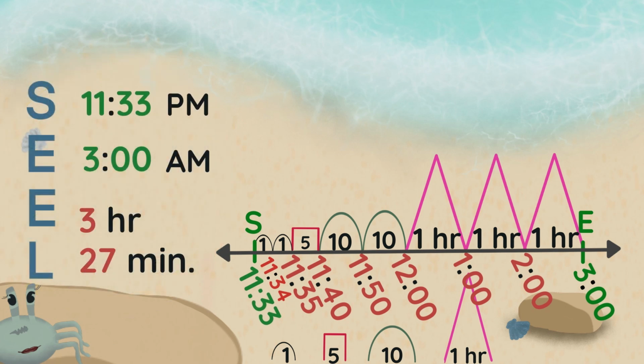As we hopped backwards, we passed midnight. This means Philip started working at night and didn't finish until the next morning. Even when working with time, it is very important to label.